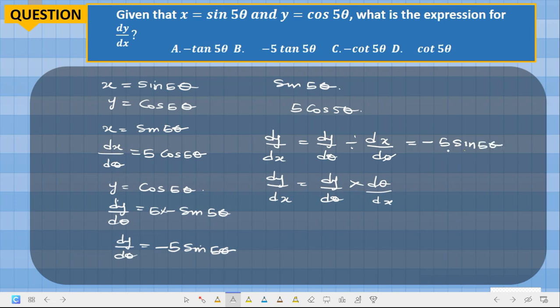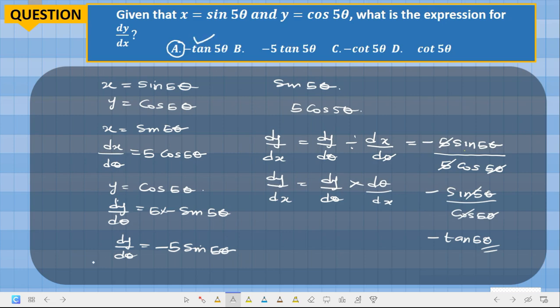Then that will be divided by ds/d theta. ds/d theta is 5 cos 5 theta. Now what do we do? 5 cancels 5. You have minus sine 5 theta all over cos 5 theta. And when this cancels, it gives you minus tan 5 theta as your answer. So we have minus tan 5 theta as our answer. That's the correct answer to this question.